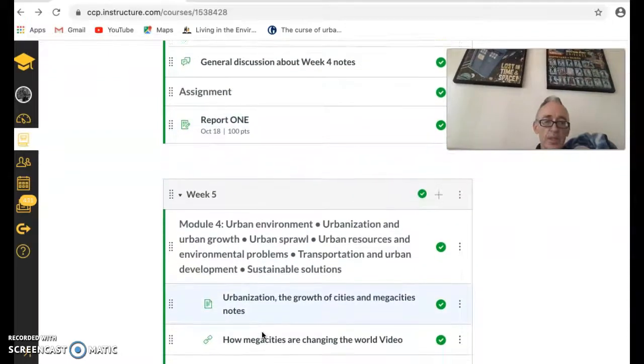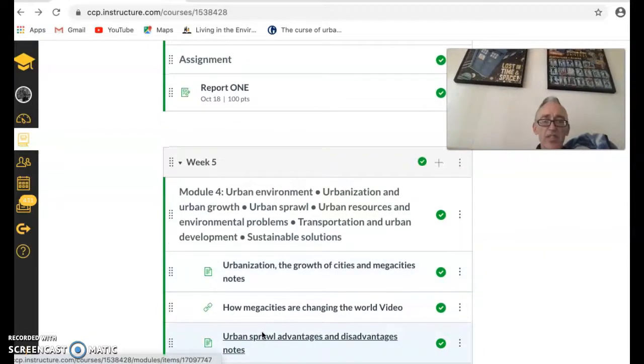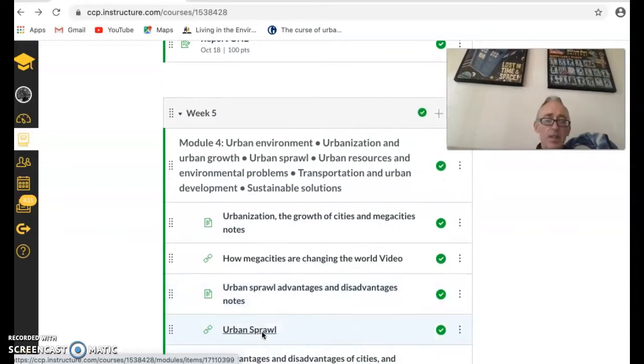Then week 5, we move into the urban environment. This is a linking topic between population and the environment. This is where we're moving into cities and the problems relating to those cities. We talk about urbanization, the growth of cities, the patterns that are taking place within cities.